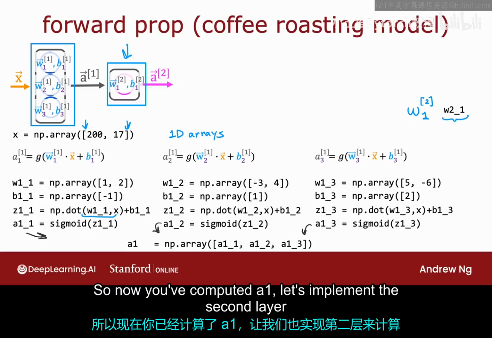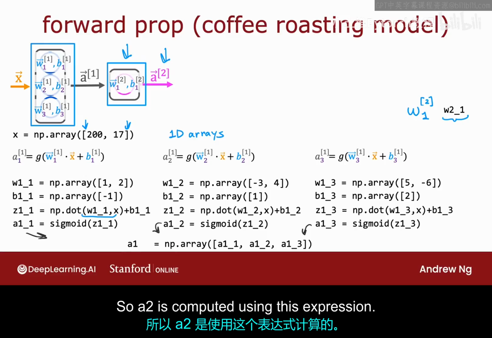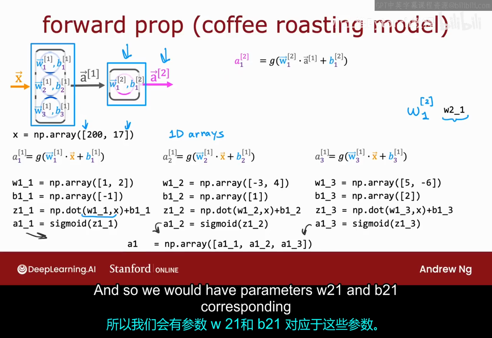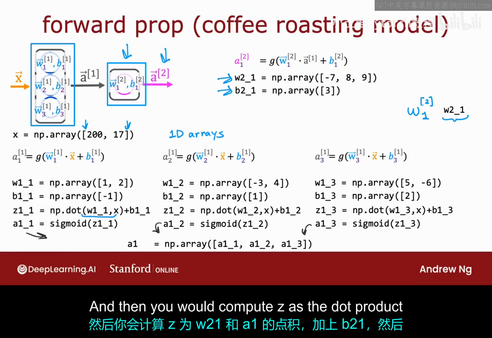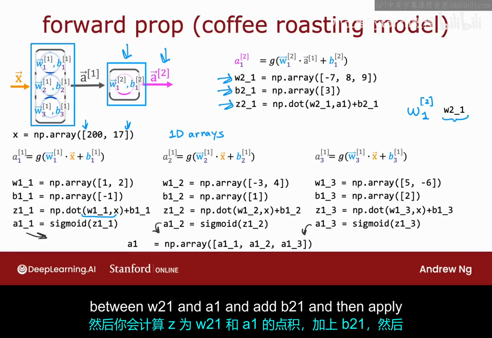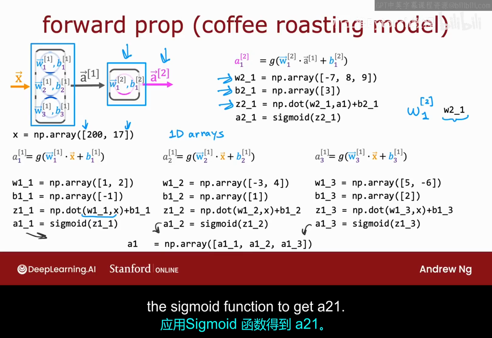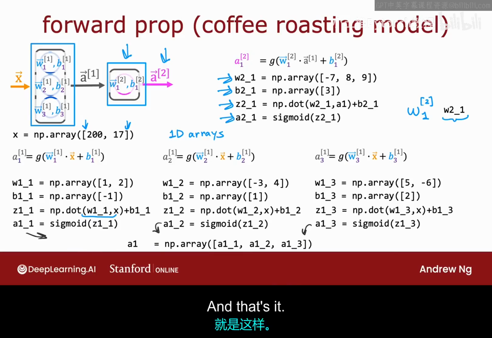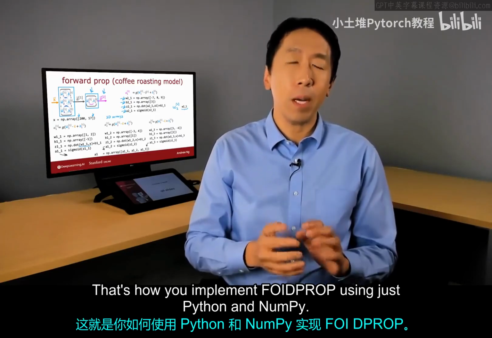Let's implement the second layer as well to compute the output A2. So A2 is computed using this expression. And so we would have parameters W2_1 and B2_1 corresponding to these parameters. And then you would compute Z as the dot product between W2_1 and A1 and add B2_1 and then apply the sigmoid function to get A2_1. And that's it. That's how you implement forward prop using just Python and NumPy.